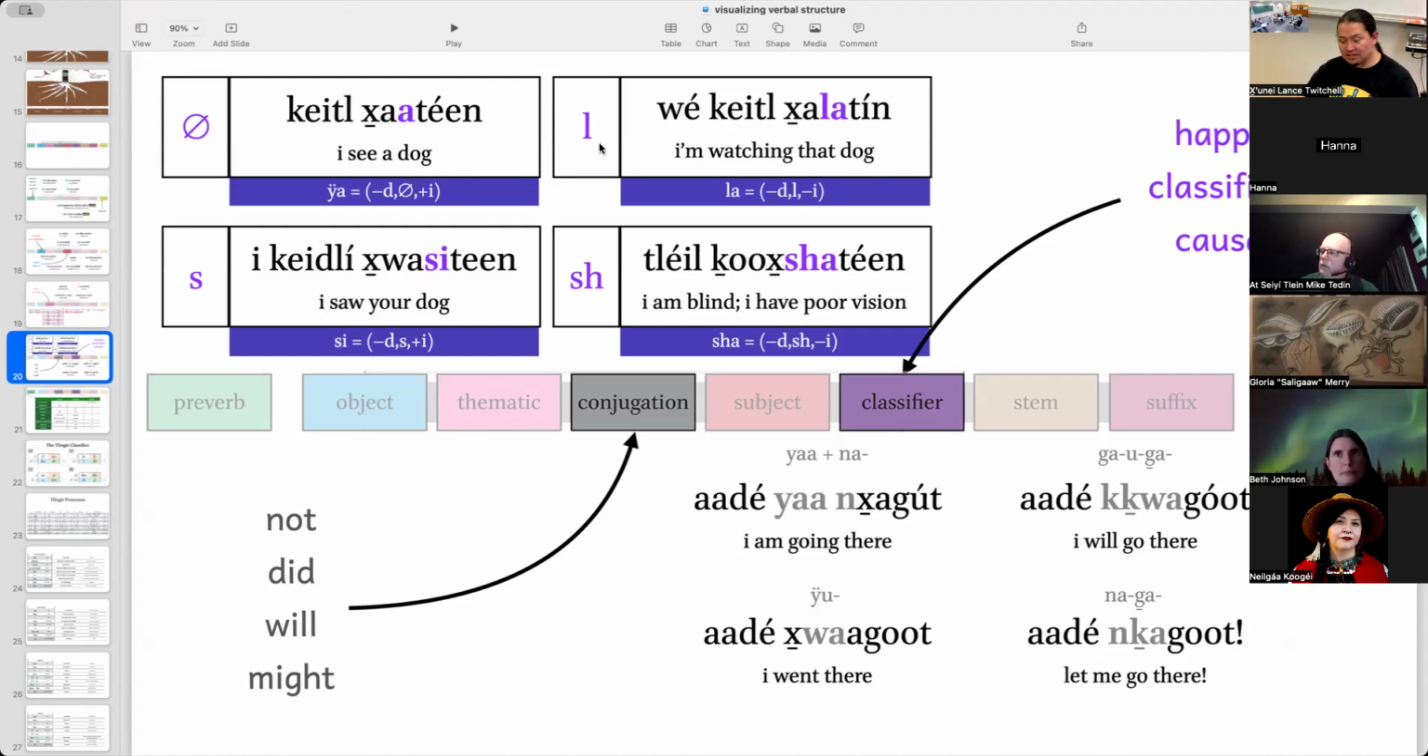0, S, L, SH. So we'll see the classifier a whole bunch in terms of how to use it. It also helps us to predict what the prefix is going to be of the verb. A very common pattern in Tlingit is you have 0 and everything else. That's the case here.